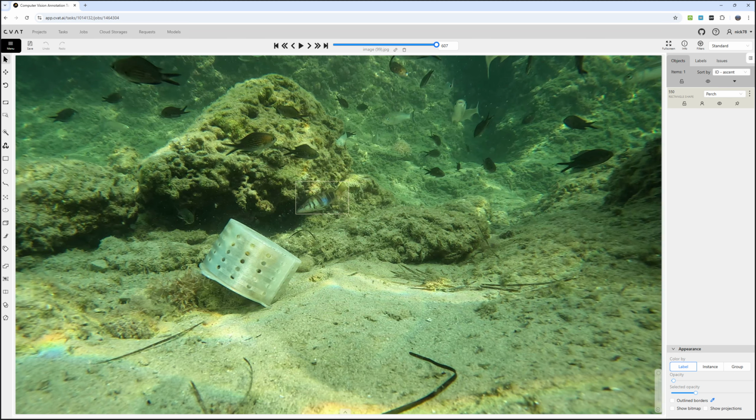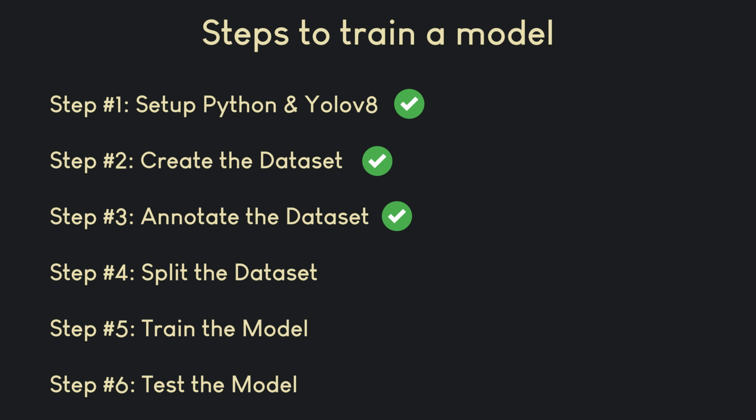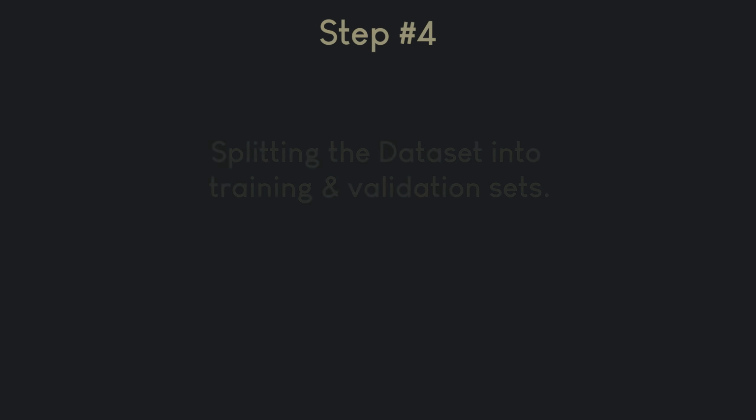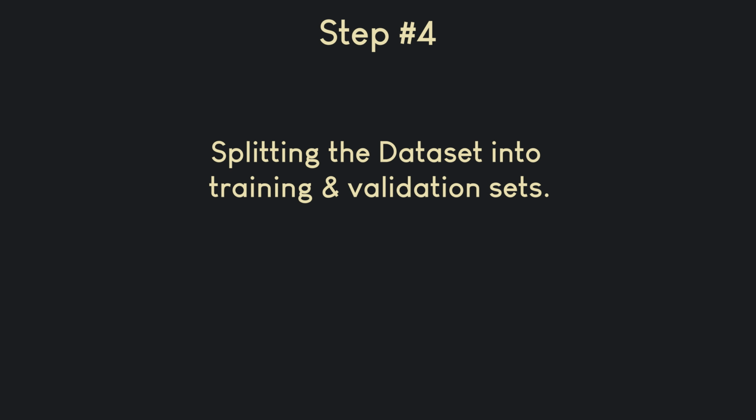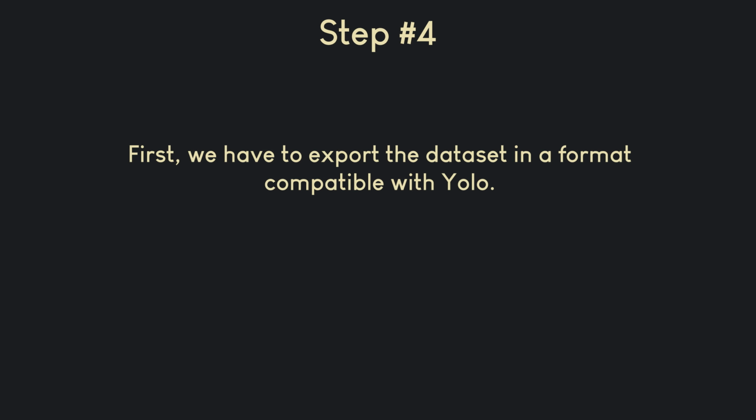Following these guidelines, I carefully labeled each image, and it took me about 2 hours to complete the entire task. With this, we have successfully completed step number 3. Our dataset is accurately annotated and ready for training. Now, let's move on to step number 4, splitting the dataset into training and validation sets. This step will help us prepare the data structure YoloV8 needs for optimal training and evaluation.